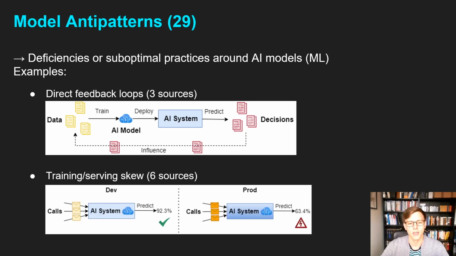Another example here is training serving skew, which refers to the fact that we have a significantly reduced prediction quality in the production system in comparison to the training or development environment. Reasons for this can be different code paths in production to compute features, or that the data in production, so the incoming calls to the system, are very different to the training data that has been used.